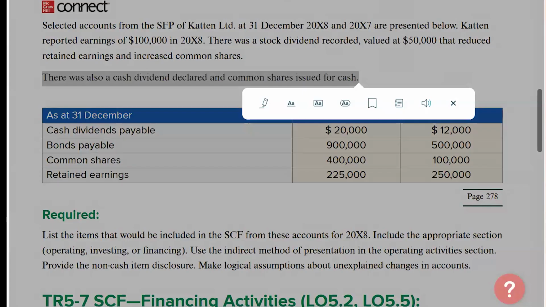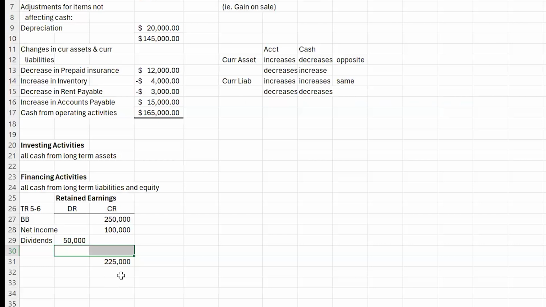Let's just go here. I'm just going to put my little highlight here. So basically we start at 250, we add 100, we took out 50. What do we need here for the cash dividend? Basically, this is something we have to solve for. We don't know the answer. But if we say, okay, well, we started with 250, we added 100, we minused 50, and we need to get to 225, our cash dividends have to be 75.